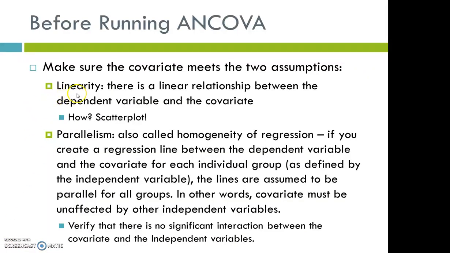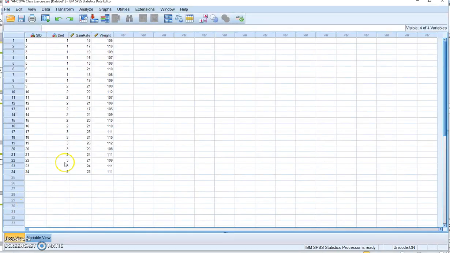In addition to linearity, the second assumption we need to check is whether we meet the assumption of homogeneity of regression. It's also called parallelism. Basically, it says the relationship between the dependent variable and the covariate should stay consistent, should not vary for different groups defined by the independent variable. To check the assumption of homogeneity of regression, we need to do this.